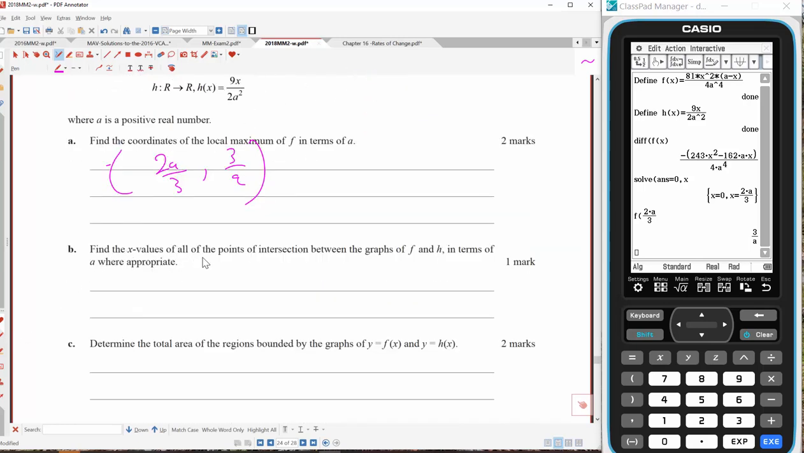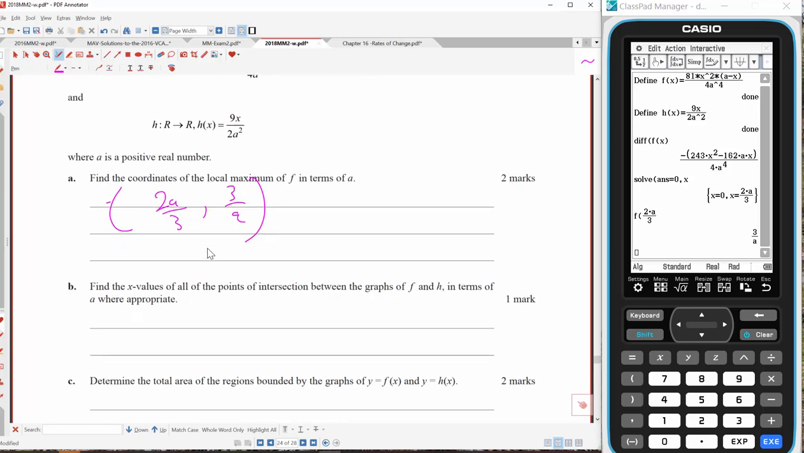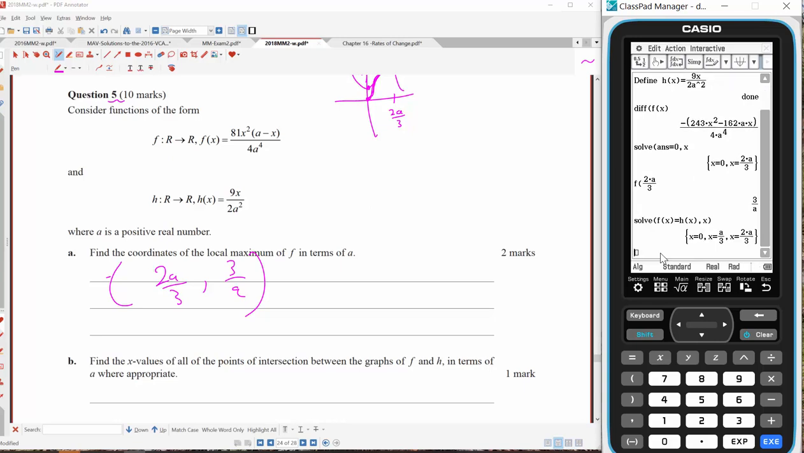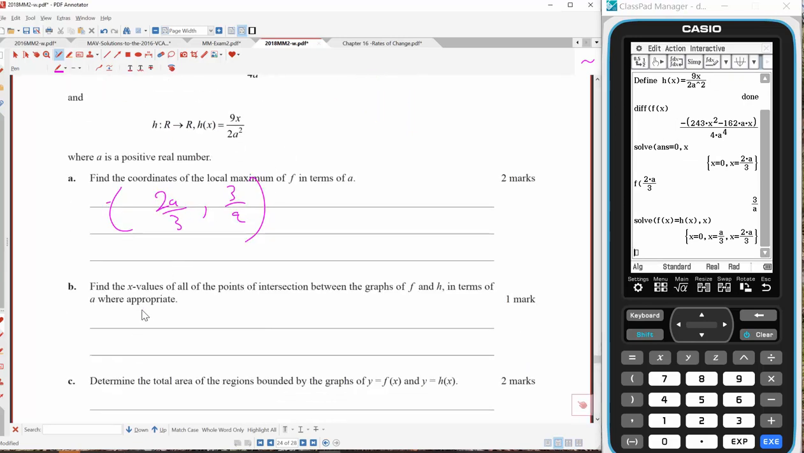Find the x values of all the points of intersection between f and h in terms of a where appropriate. Solve f of x equals h of x for x. That's all I need, so it's only the x values that are required. x is equal to 0, a on 3 and 2a on 3. So it's jumping by a on 3 each time.